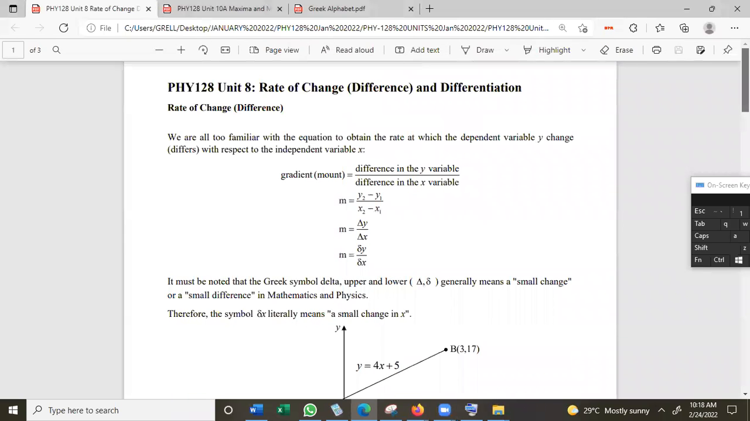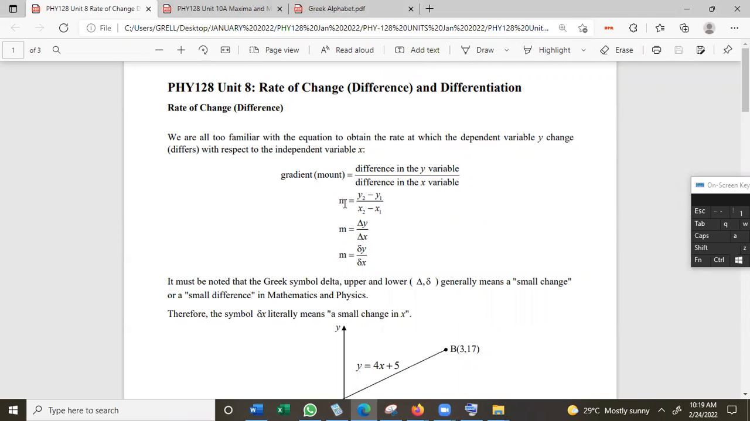Right, so therefore now, Unit 8 says the rate of change difference and differentiation. We are all too familiar with the equation to obtain the rate at which the dependent variable y changes or differs with respect to the independent variable x. Gradient or rate is equal to the difference in the y variable divided by the difference in the x variable.